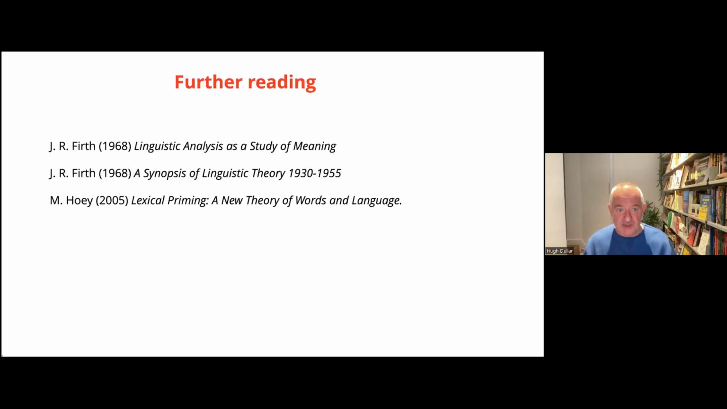I'm going to stop there and just say a couple of quick things and then see if anyone's got any questions. If any of you are having trouble sleeping, and I know there may be lots of reasons why that's true at the moment, here are some big, scary, heavy books that might help you sleep. Good luck with the J.R. Firth books. The Hoey book is maybe a bit more accessible. It's a very, very good read, but take your time with it.